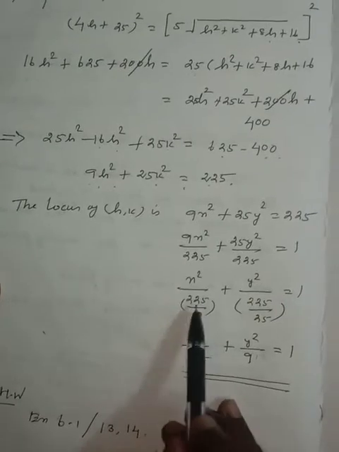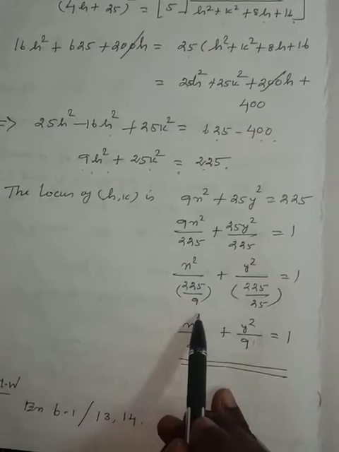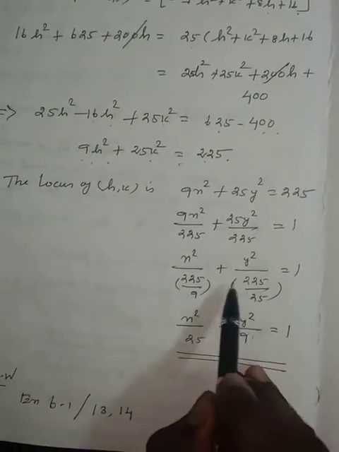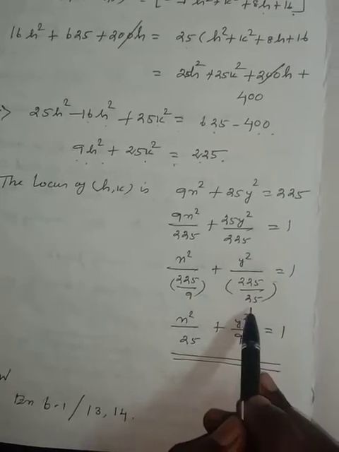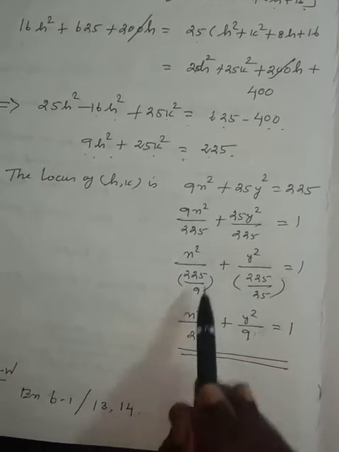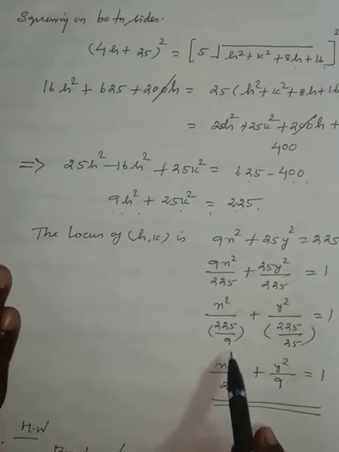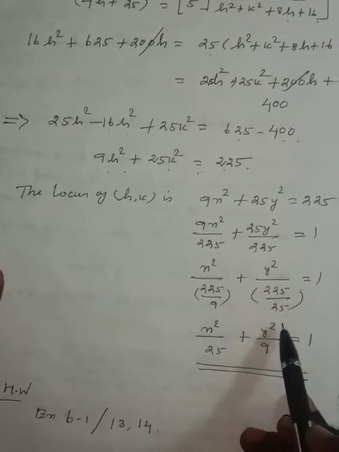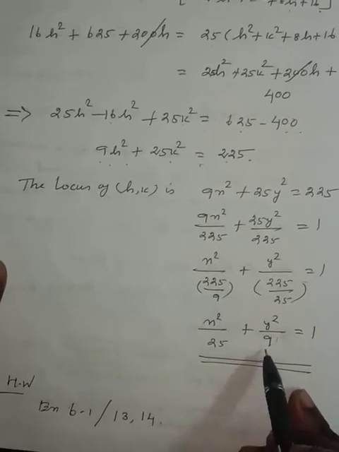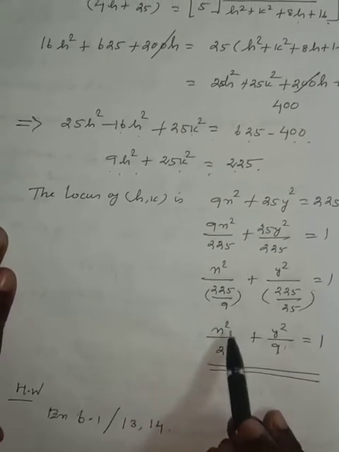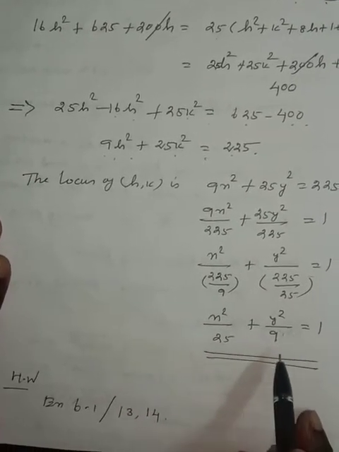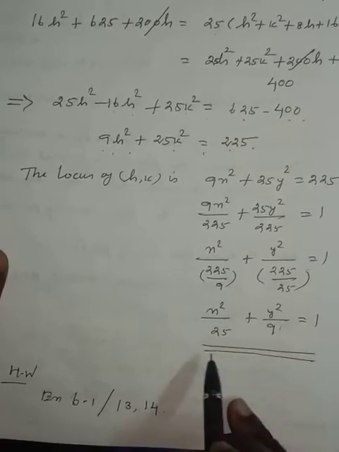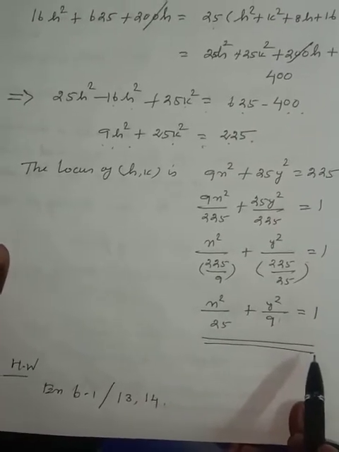Dividing by 225 on both sides, we have x² divided by (225/9) plus y² divided by (225/25) is equal to 1. Now 225 divided by 9 is 25, and 225 divided by 25 is 9. So we get x²/25 + y²/9 = 1. This is the equation of the ellipse.